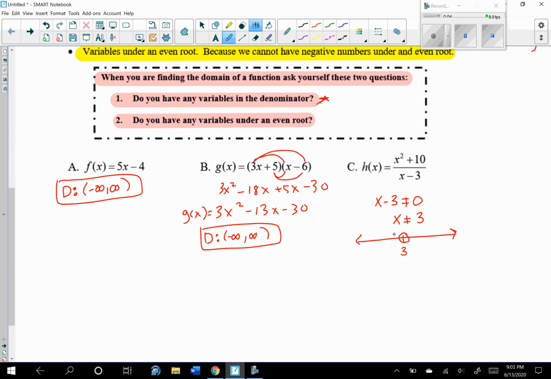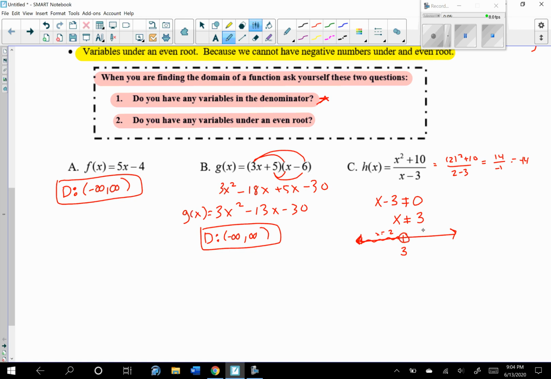So if I pick a number to the left of 3, such as x equals 2, and plug it in, we would get 2 squared plus 10 over 2 minus 3. So if I do that, 2 squared is 4, plus 10 is 14. 2 minus 3 is negative 1. So notice that does not give me 0 in my denominator. That's equal to negative 14, which is a real number. So all these numbers work.